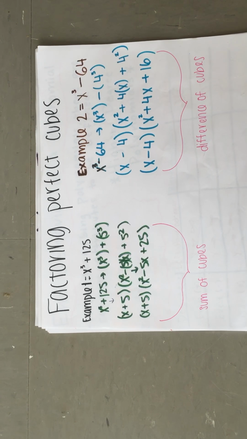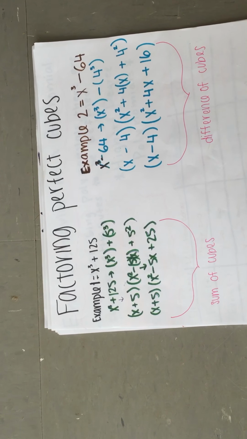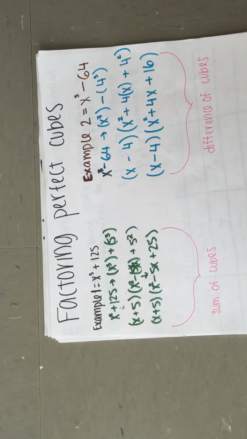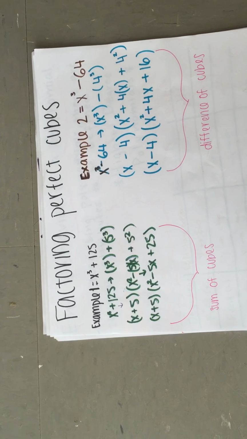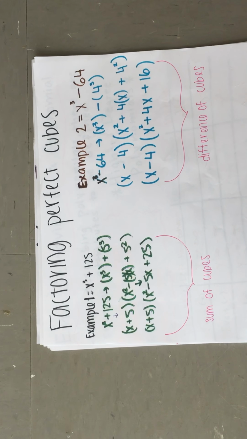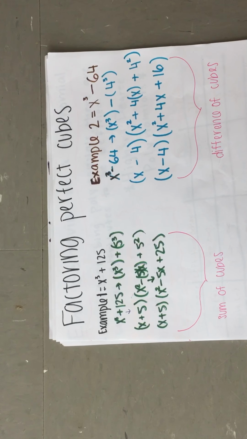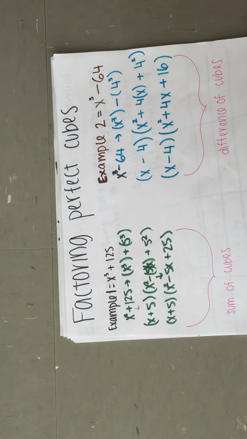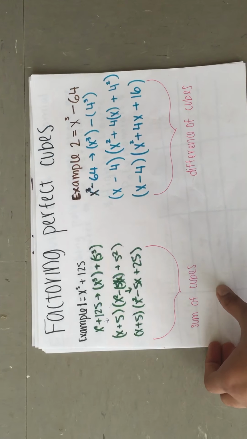For example, x cubed plus 125. x cubed plus 125 becomes x plus 5 times x squared minus 5 times x plus 5 squared. That's a sum of cubes. A second example would be x cubed minus 64. x cubed minus 64 becomes x minus 4 times x squared plus 4 times x plus 4 squared, which is 16.